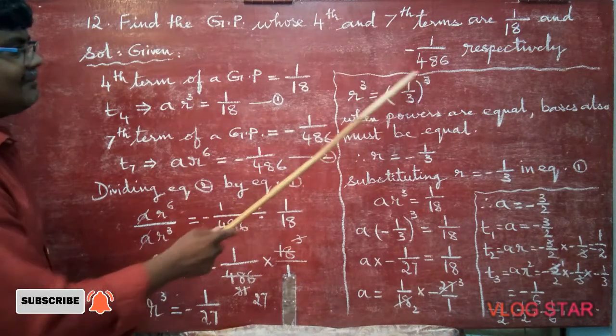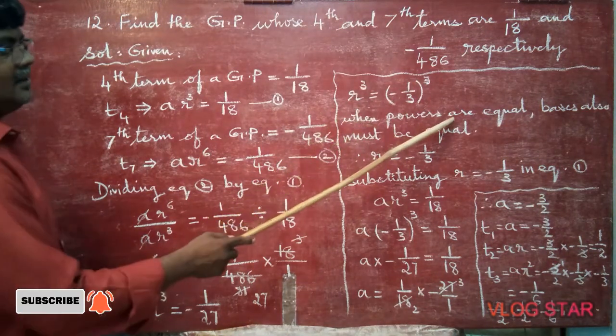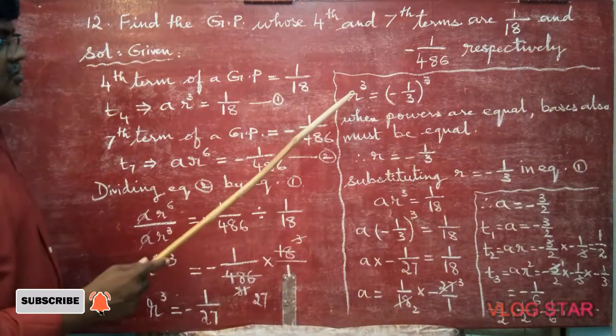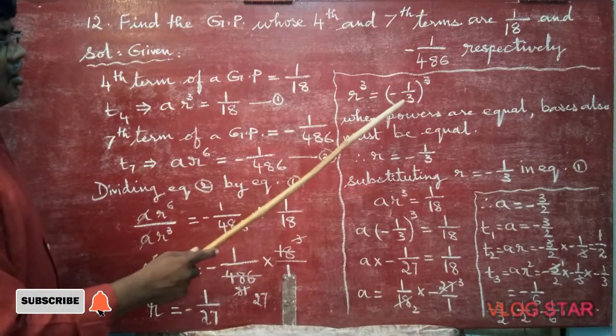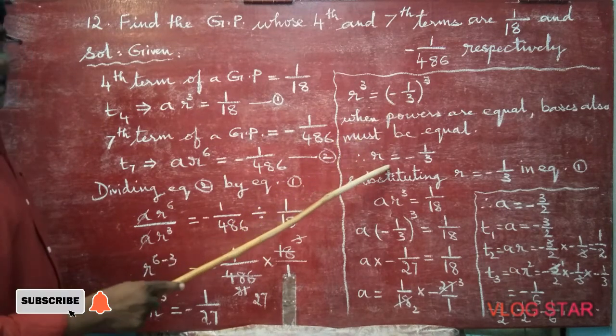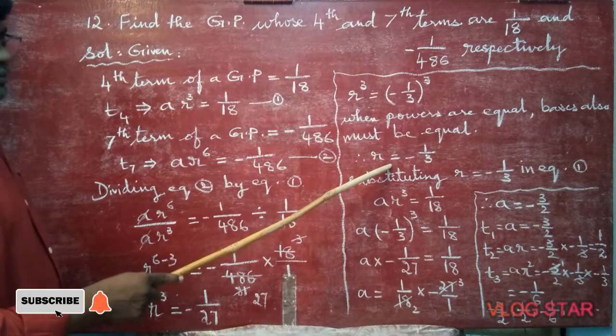When the powers are equal, see the powers are equal, the bases also must be equal. So the base here is r. Automatically r will be equal to minus 1 by 3. Therefore we got the r value.